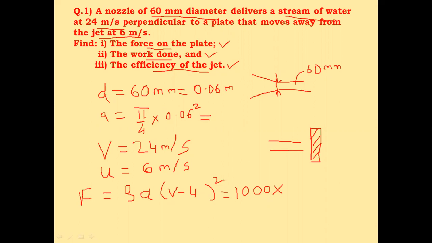What is the answer of area? It is 2.82 into 10 raised to minus 3 meter square.